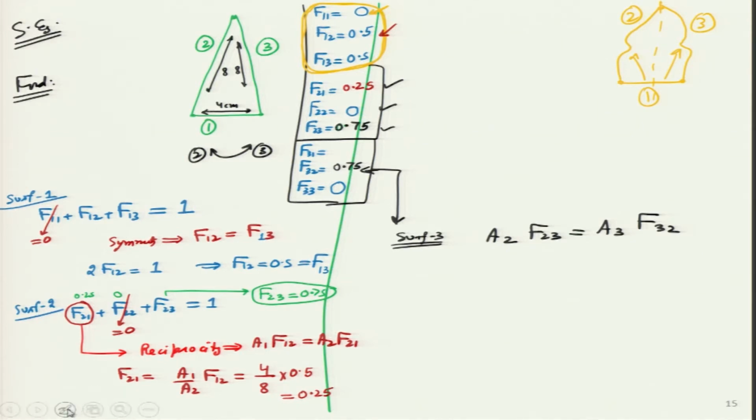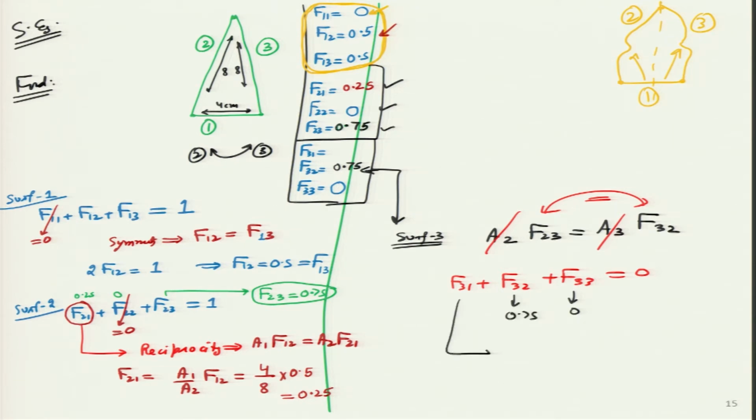and by looking at the image, I can say A1, A2 and A3 are equal. So, they get cancelled, which means F23 is equal to F32, they are equal. And if this is 0.75, this is 0, then all the three sums have to be equal to 1, which means by summation rule I have F31 plus F32 plus F33 equals 1. This value is 0, this value is 0.75. So, it automatically turns out F31 is 0.25. So, I can write it over here.